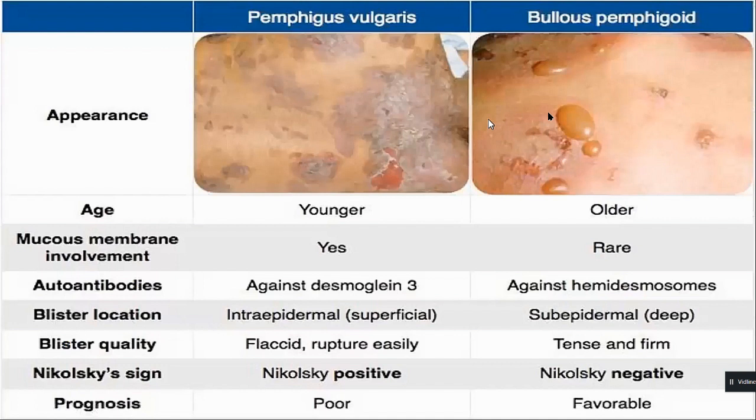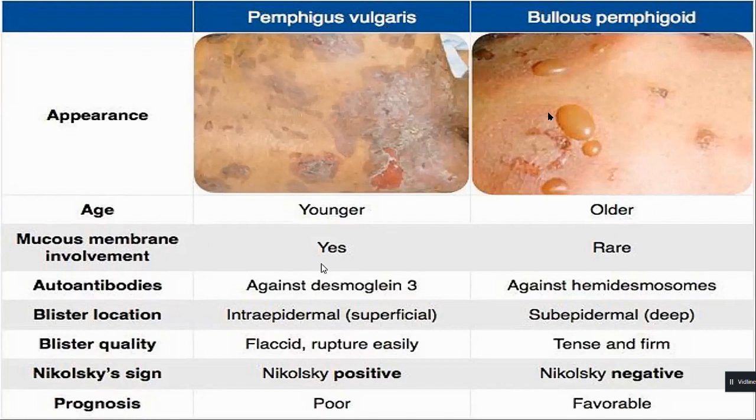So you have to be familiar with vulgaris and bullous. Bullous, from the name, you will find the bulla. Here, this is the appearance and the age. This one younger, this one older. Regarding mucous membrane involvement, this one you will find in mucous membrane. Mucous membrane here means like mouth, like nose, and so on.